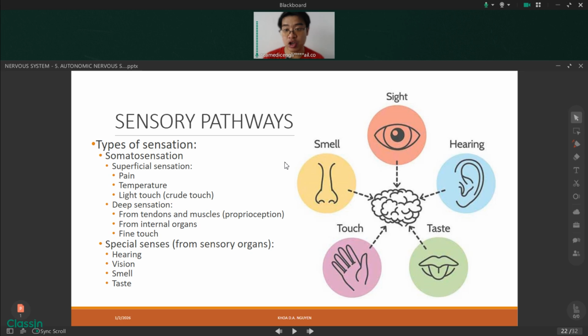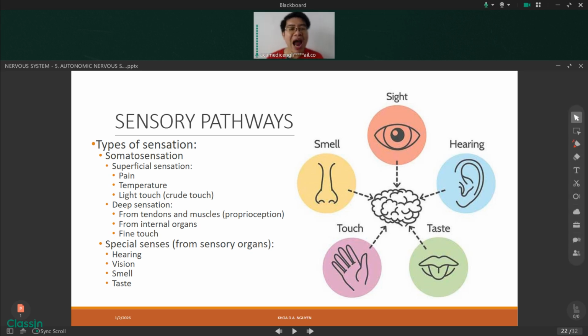And then for the deep sensation, we'll have the sensation from tendons and muscles telling you where your right elbow joint is. Even though you are closing your eyes, you can still feel where your right elbow joint is. That is known as proprioception, and it is one of the most important deep sensations. So you have proprioception, then you have sensation from internal organs, visceral sensations, and then you have what is known as fine touch. Like for example, somebody applies pressure onto your skin, you can feel that. That is fine touch. So light touch or crude touch is superficial sensation, while fine touch or pressure touch is going to be deep sensation.